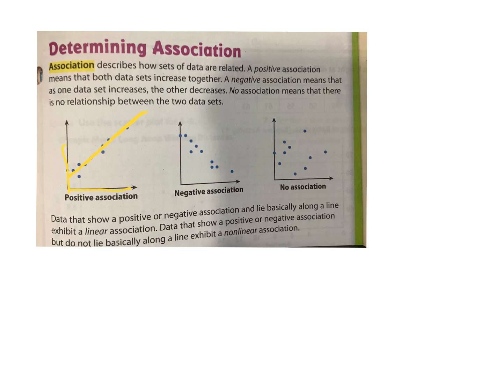When this side goes up, so does this side. A negative association, you could see this one here. It's like a negative slope of a line. It means that as one data set increases, the other decreases. And no association, you can see right here, would be if you see no noticeable pattern really at all. It's just really scattered, so there's no relationship between the two data sets. So positive association, you see a positive slope leaning forward. Negative association, you would see a negative slope leaning way back. And then sometimes there's no association. There's no pattern that you see.